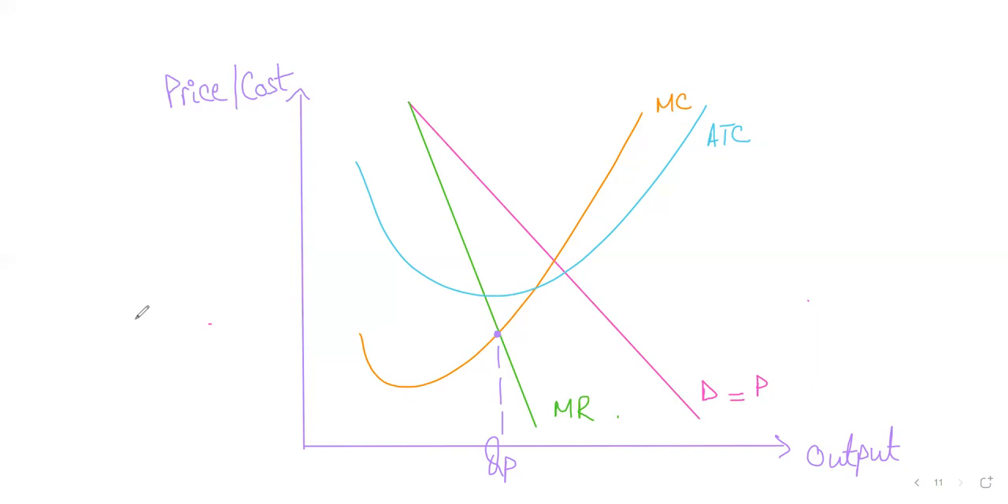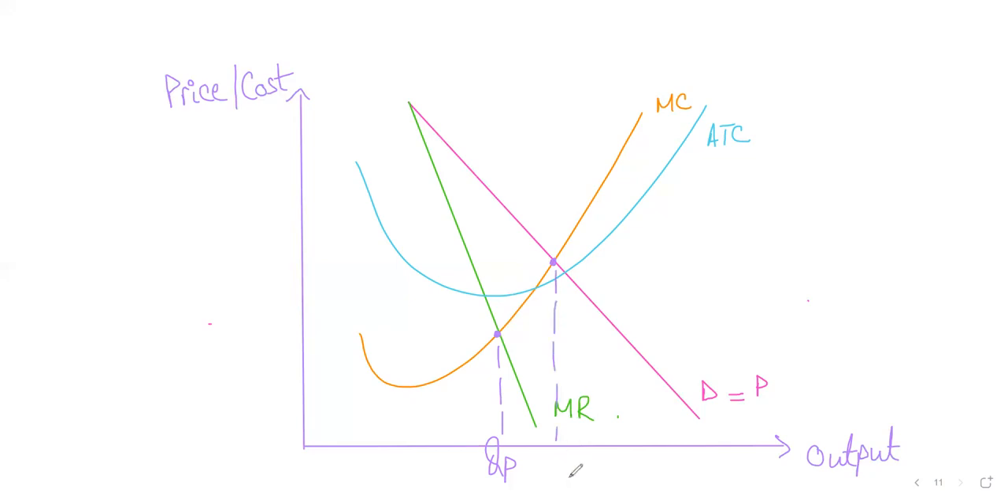So where demand and marginal costs are intersecting. Excellent, right? So where the price, which is basically the demand curve, as you rightly said, is intersecting with the marginal cost. So where the pink line is intersecting with the orange line, that is where it will be allocatively efficient.